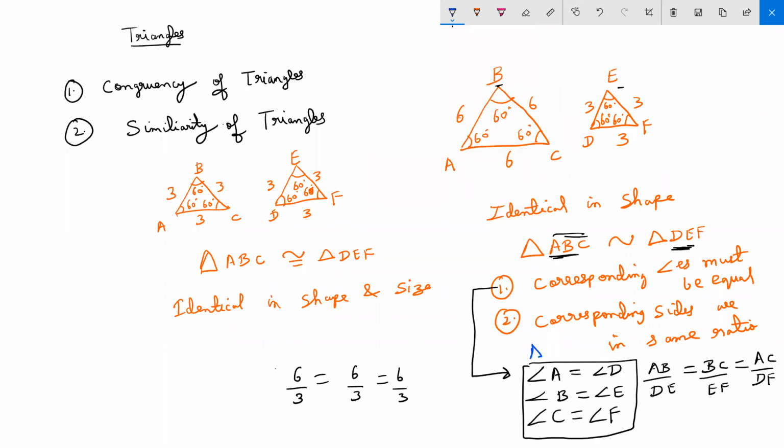You cannot say the two triangles are similar based on any one condition. No, these two conditions are the important conditions, and if they are satisfied for any two figures, then only you can say that the two triangles are similar to each other.